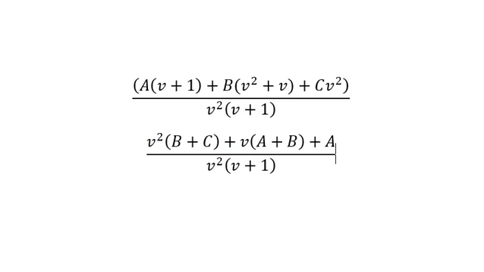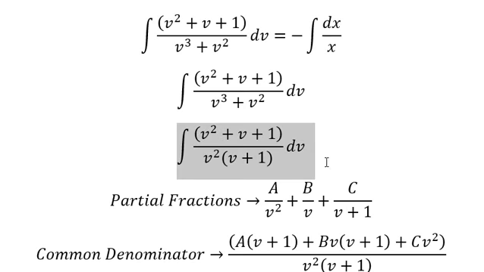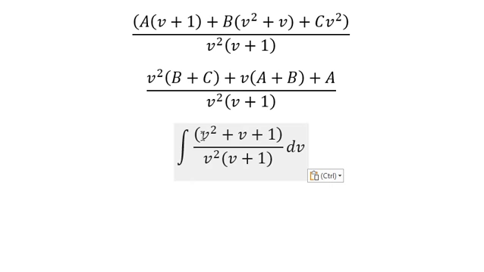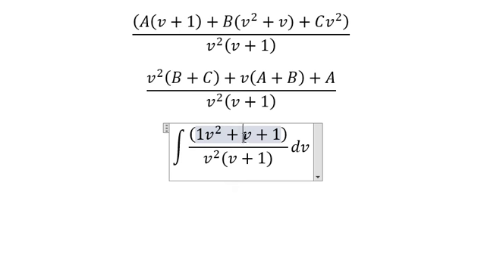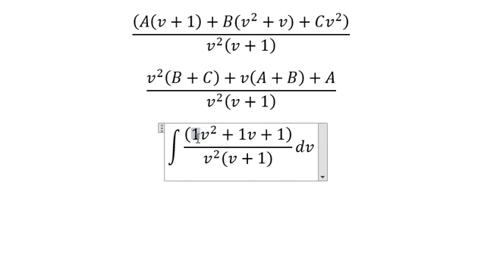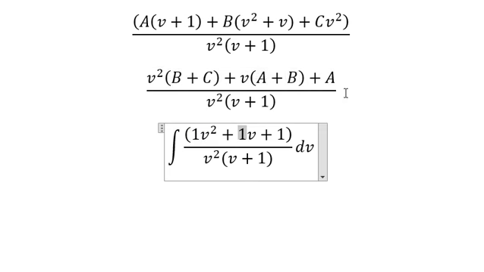Now, we need to compare coefficients. This one that is about number 1. This one that is about number 1. So we have v squared in here. B plus C equals to number 1. A plus B equals to number 1. And A equals to number 1.